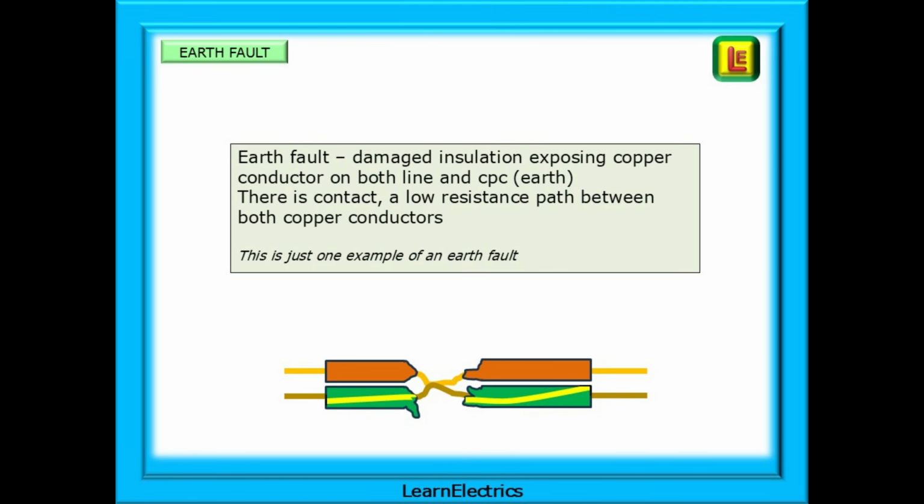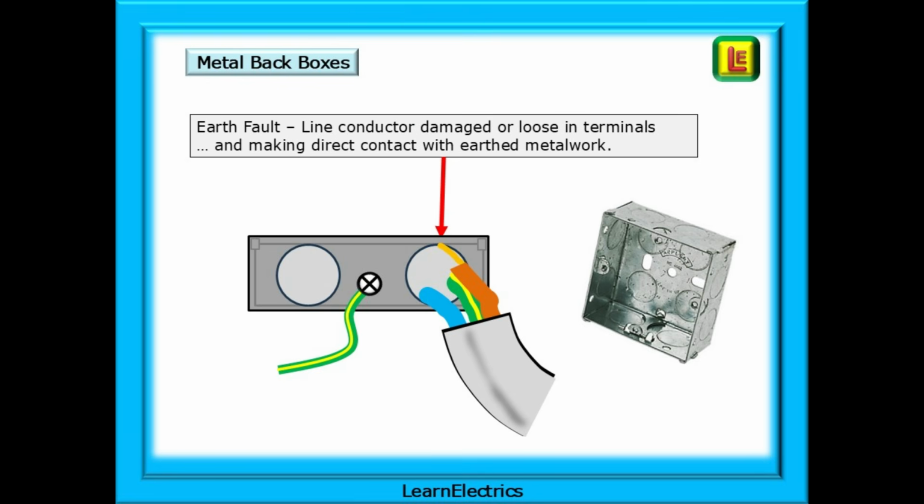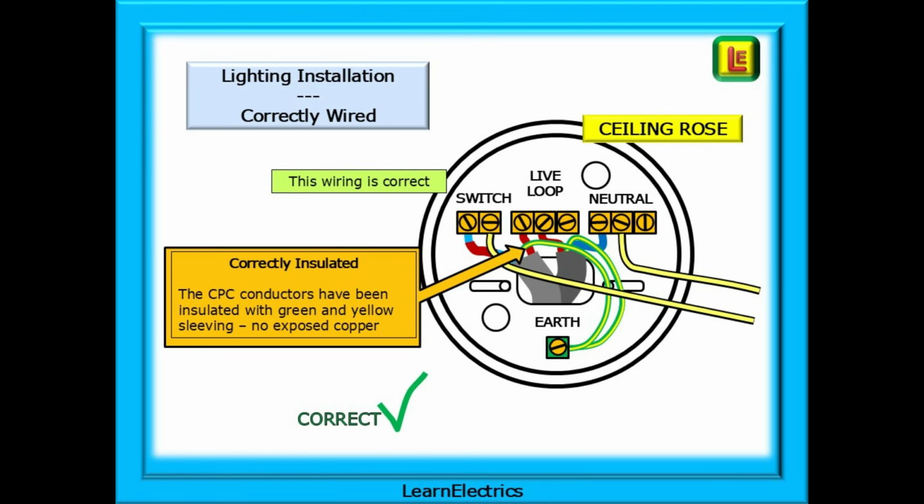There is contact, a low resistance path, negligible resistance between copper conductors, and this is just one example of an earth fault. Earthed metal backboxes can cause earth faults, especially if there are no rubber grommets in the entry holes and the insulation tears on the box. And the cables could be tight too, causing the line conductor to detach itself and make contact with the backbox. And this happens. We can have earth faults in lighting installations.